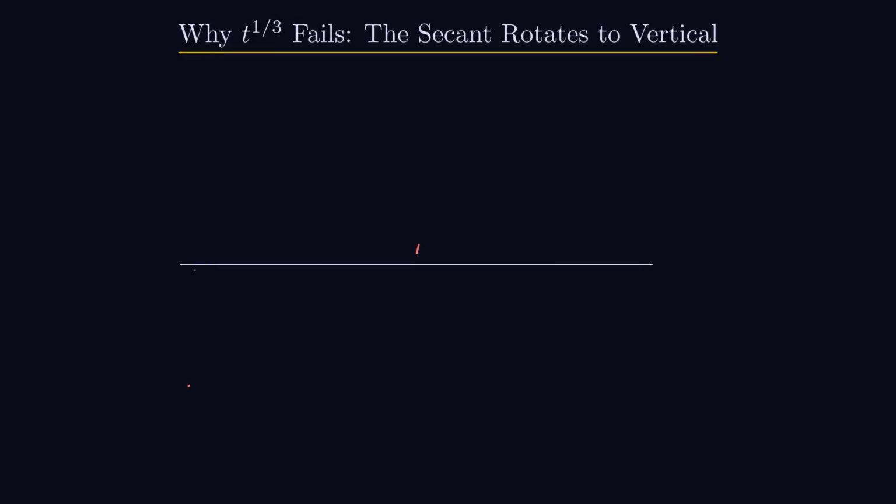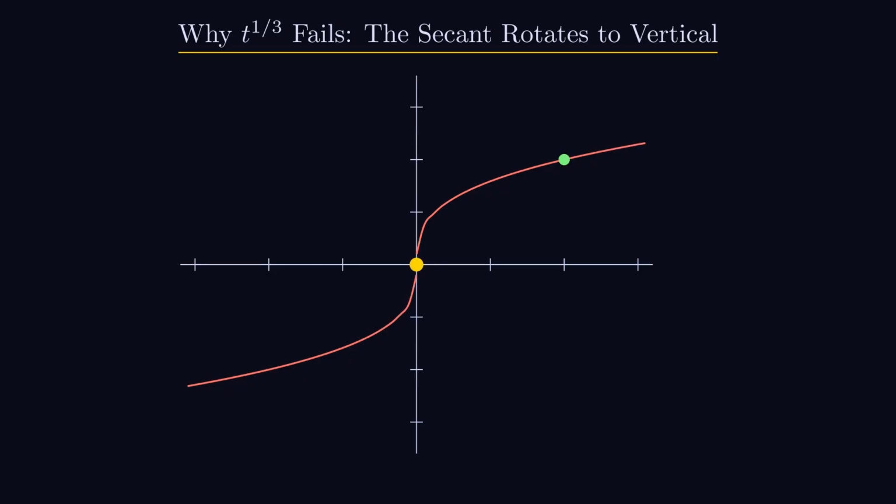The graph of t to the 1/3 on R. Both branches are shown. The positive branch for t greater than 0 and the negative branch for t less than 0. The function is continuous everywhere on R, including at the origin. Fix the origin. Place a second point on the curve at t equals 1.